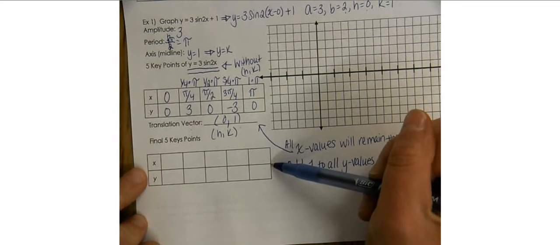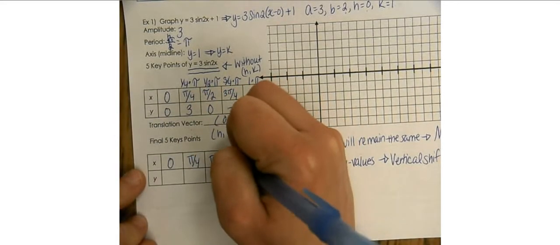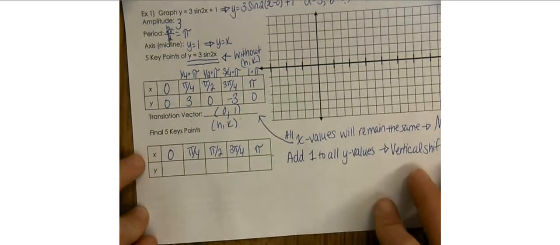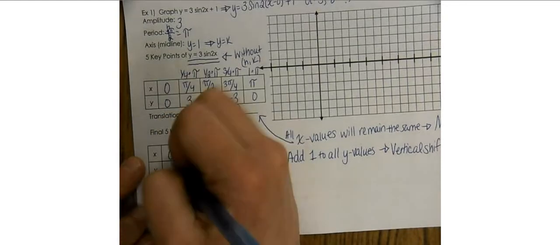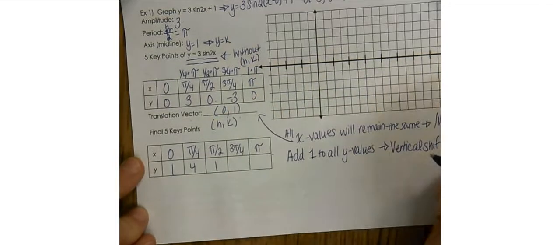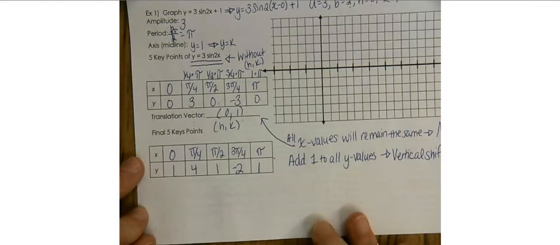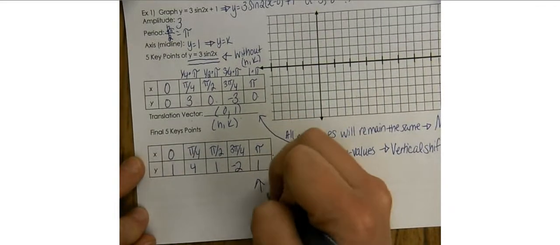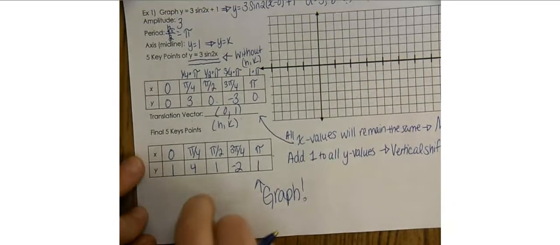So now in order for you to come up with your new set of values, we're going to keep all of our x values the same. So that's going to be 0, pi over 4, pi over 2, 3 pi over 4, and pi. But now I'm going to add 1 to all my y values. So 0 plus 1 is 1, 3 plus 1 is 4, 0 plus 1 is 1, -3 plus 1 is -2, and 0 plus 1 is 1. This last table, or your final table, are the points that you're going to graph. So your graph is going to be based on your final table.